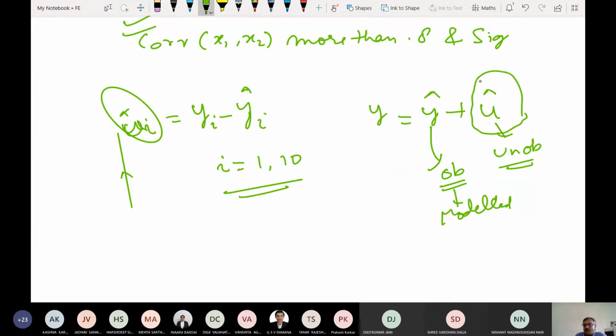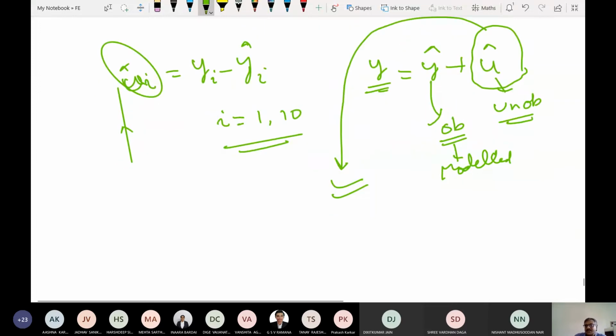When we go for diagnostic testing, we look at up to what extent the model was able to capture the variation in this with the help of variation in the independent variable. This tells us the story of up to what extent we have done the job well, or not done the job well. If I have to define heteroscedasticity, I define that the variance of u, the error term, conditional on the independent variable x_j, should be constant.